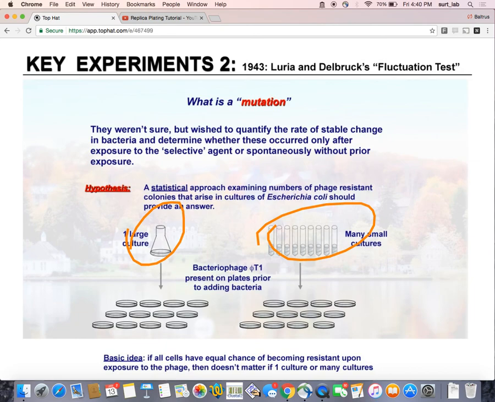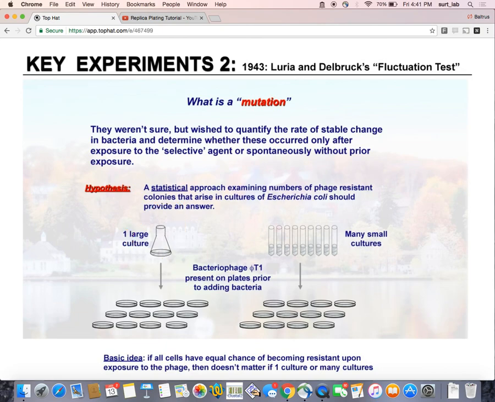If you assume that the large culture and the many small cultures have the same total amount of cells, whether 20 mils or 20 times 1 mil, that's the same amount of cells. So if you plated out a 1 mil sample from the culture on the left onto one Petri dish, and did that 20 times, that's the same sampling-wise as taking 20 cultures of 1 mil and plating each one out once.